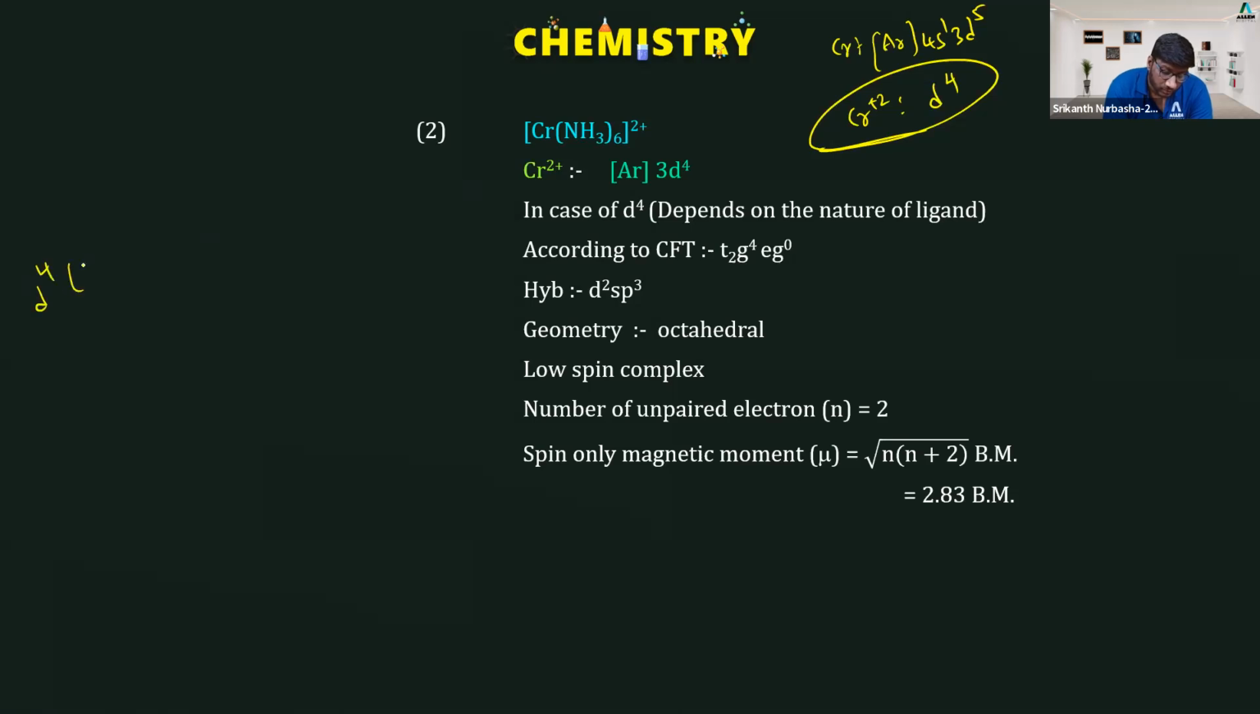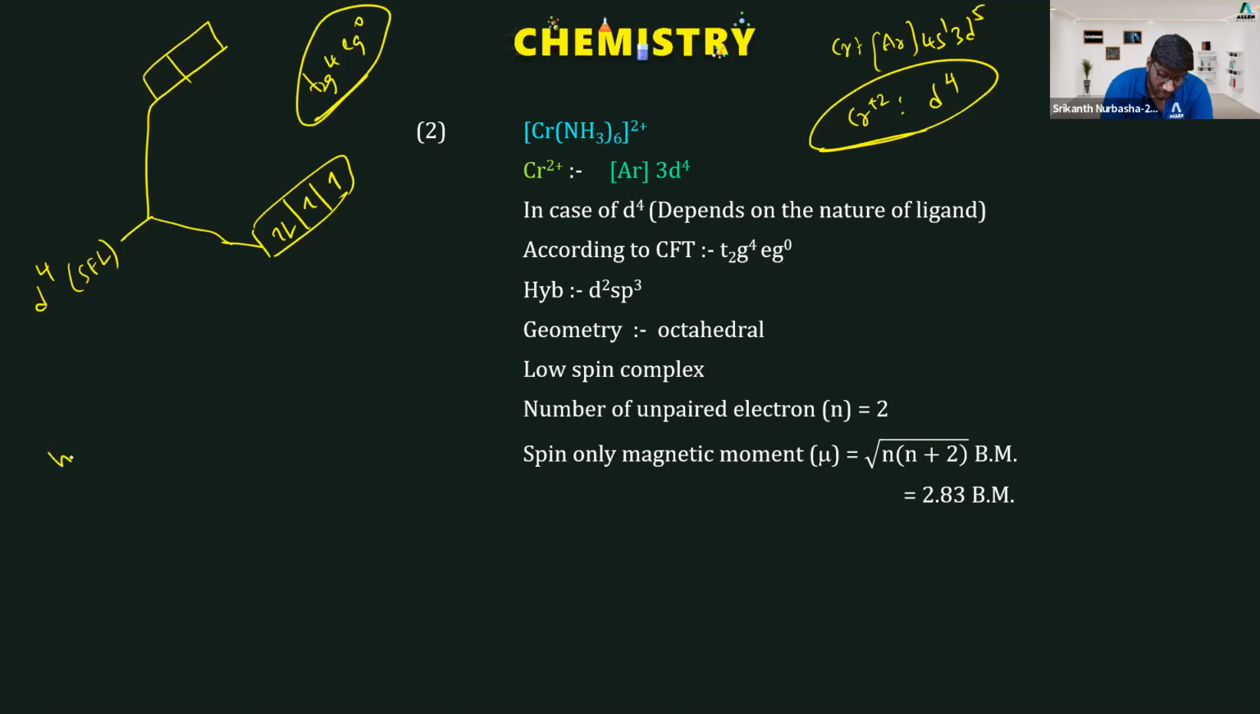D4, strong field ligand. What will happen? Your Eg level, your T2g level. So the first, second, third, fourth electron will pair up. So you have electronic configuration of T2g4 Eg0.